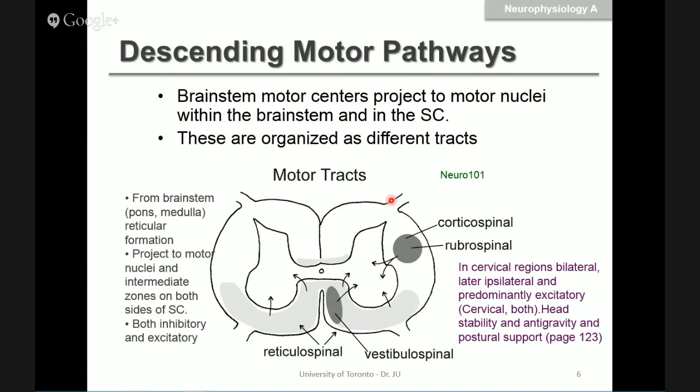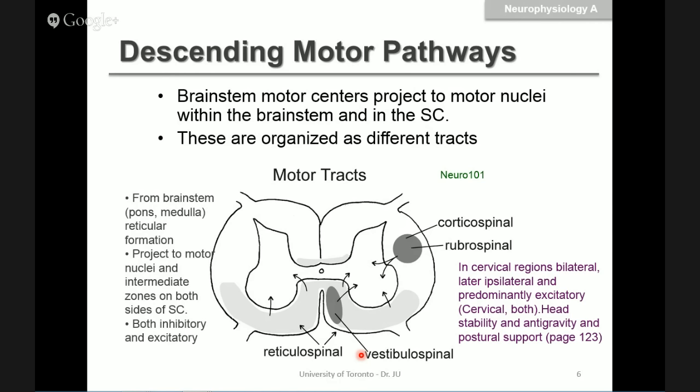This actually represents descending motor pathways. You should be familiar with some of these. They're sending information from the cortex down to the spinal cord, from the red nucleus down to the spinal cord, and then the reticular formation down to the spinal cord and the vestibular apparatus down to the spinal cord. In fact, we're going to start talking about these two down here in more detail starting right after your midterm test on Tuesday. So we'll talk about these descending pathways.